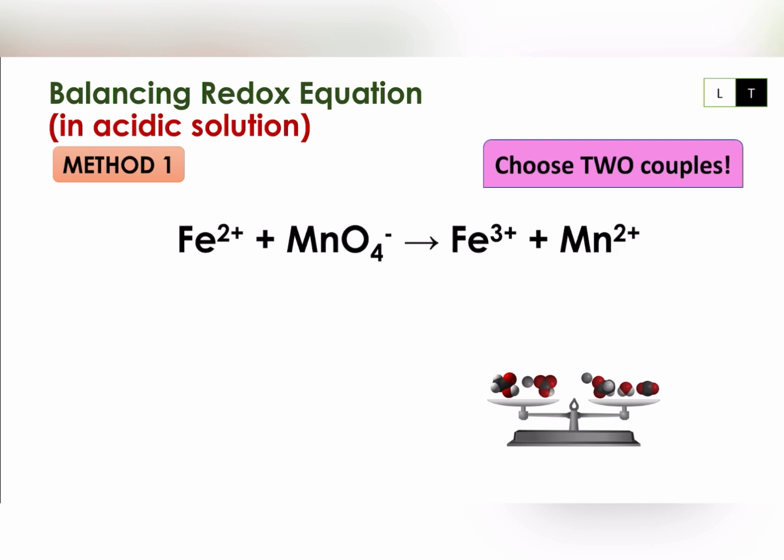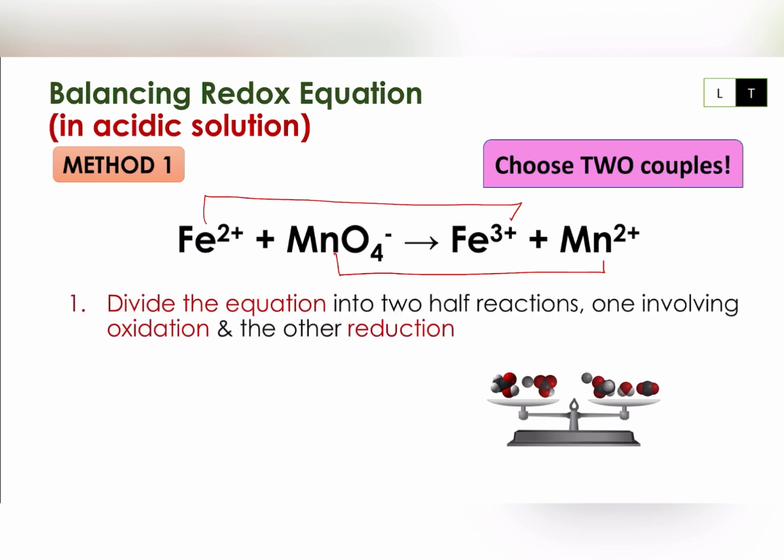Two couples, as I've already explained in the previous video, where you have to determine which one at the reactant side and product side share the same element. So based on this example, you can determine this is one couple and this is another couple, because this one shares the element ferrum and this one shares the element manganese. Next step, you have to divide the equation into two half reactions.